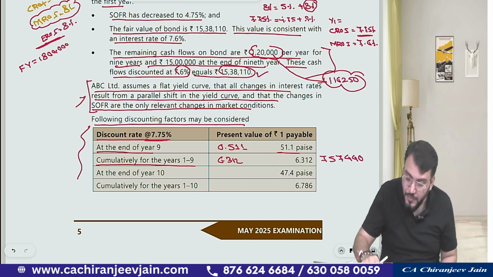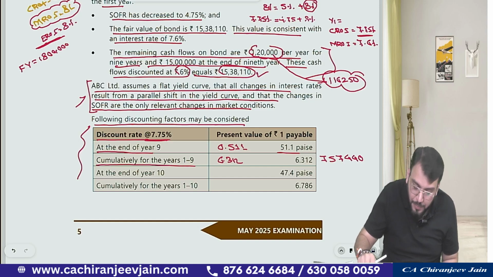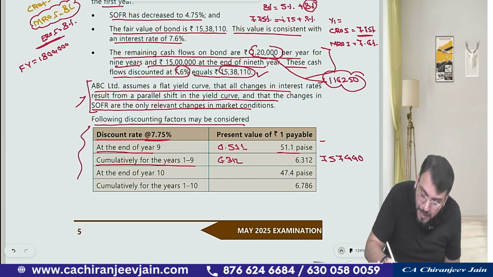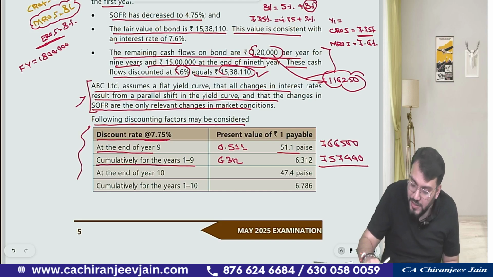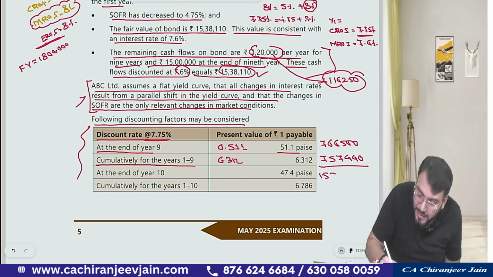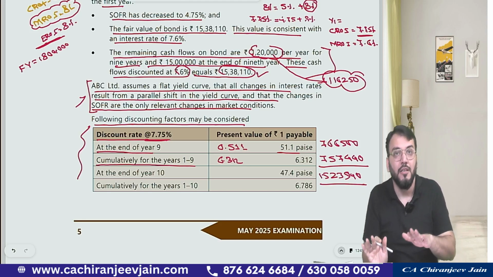7,57,440, and 15 lakh multiplied by 0.511 is equal to 7,66,500. Total becomes how much? 7,57,440 plus 7,66,500 becomes 15,23,940. Understood? Yes, sir. Got this point?